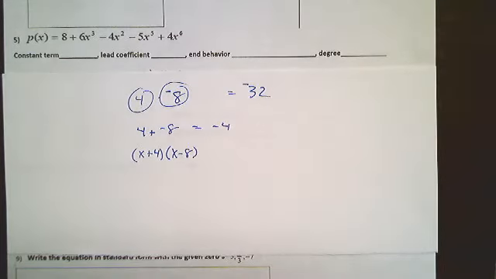The end behavior I will put right up here. Positive, odd, means right arm up, left arm down. Negative, odd, means the left side is up, the right side is down. Positive, even, both sides up.